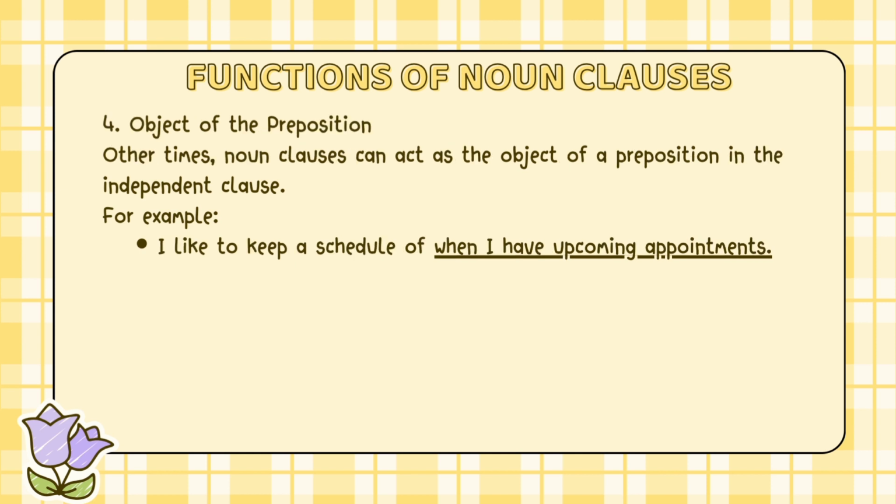The last is object of the preposition. Other times, noun clauses can act as the object of a preposition in the independent clause. For example, I like to keep schedule of when I have upcoming appointments. In this sentence, the noun clause when I have upcoming appointments is acting as the object of the preposition of.